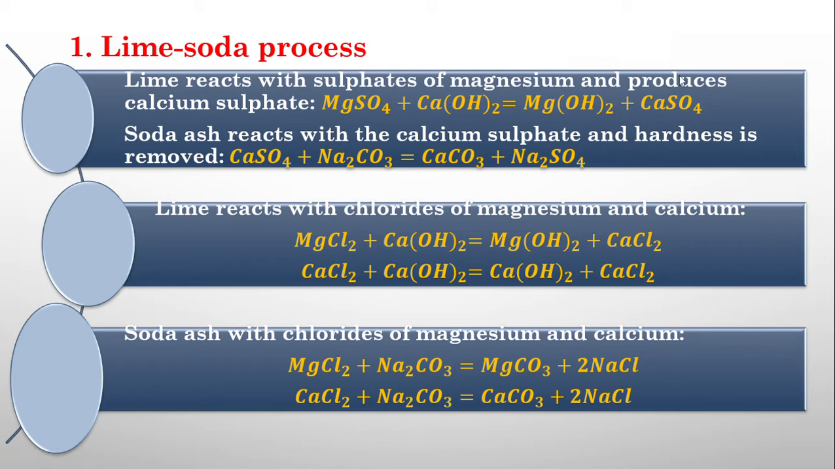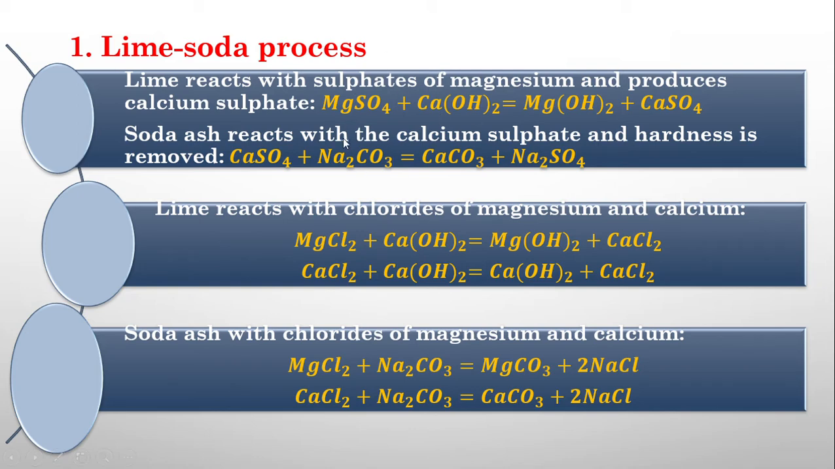Okay, so this calcium sulfate, again it reacts with the soda ash. It is sodium carbonate. Soda ash is sodium carbonate. So it reacts with the soda ash to form calcium carbonate, which is again insoluble in water. So these products are insoluble in water and which can be removed by sedimentation. So this is how the sulfates is removed from water.